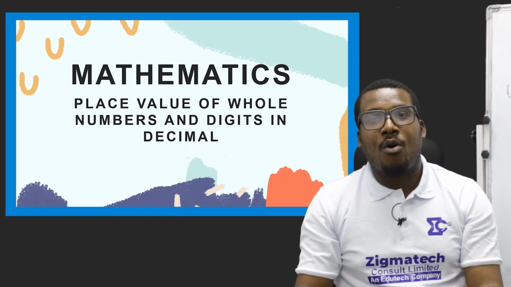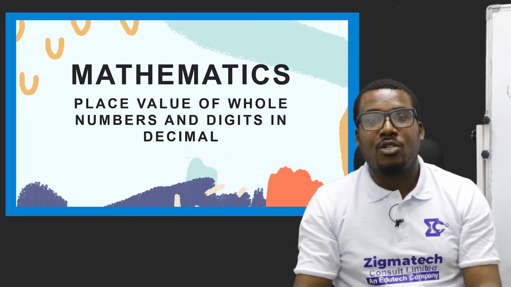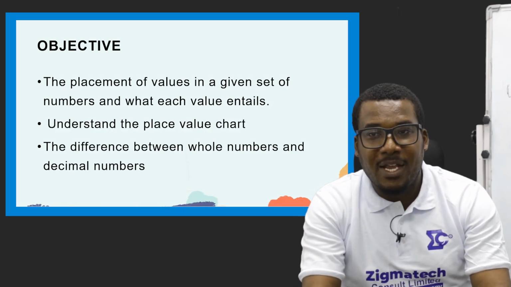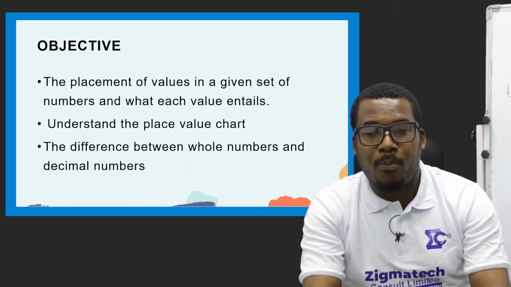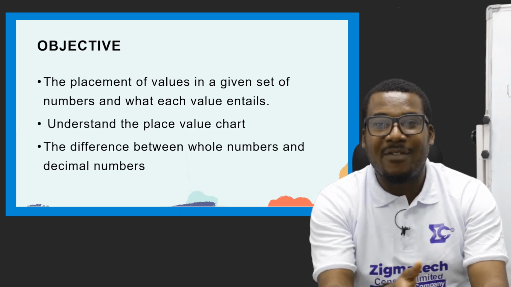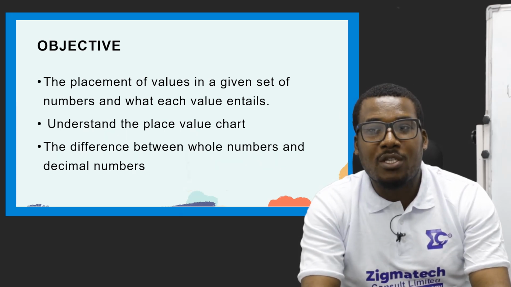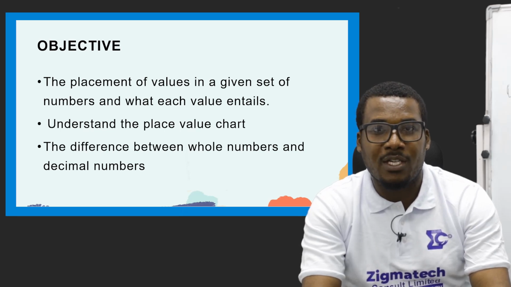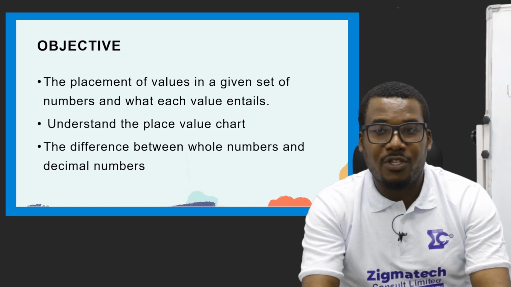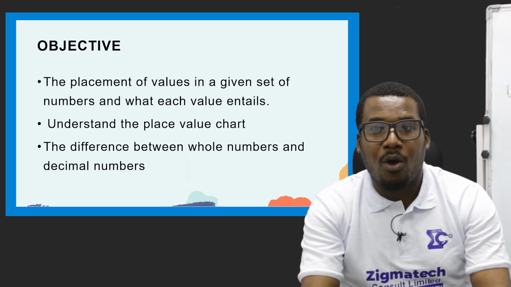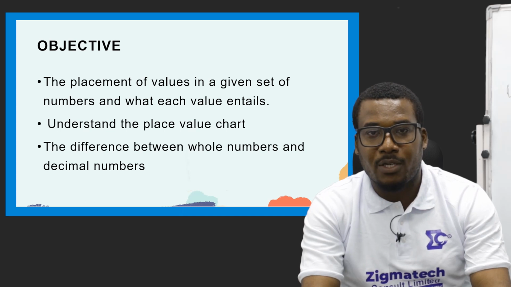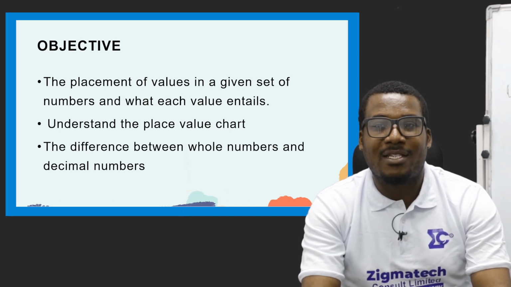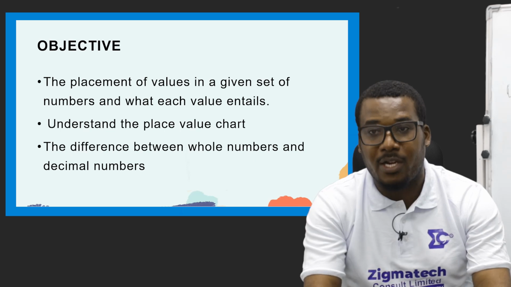Question is, what are we going to be achieving today? Our objective is to conclude the placement of values in a given set of numbers and what each value entails, what each value is all about, the description of each value. In a series of numbers, you're going to see the structure for those numbers as we go on. We also use charts to understand where each number is placed, hence the word place value.